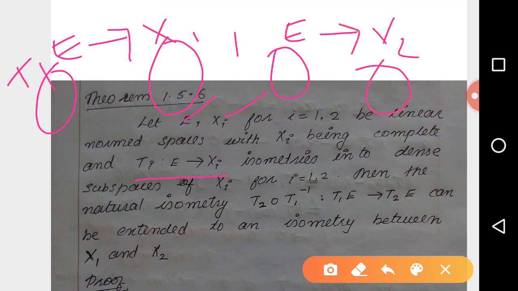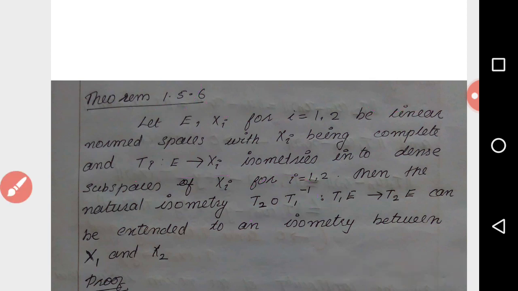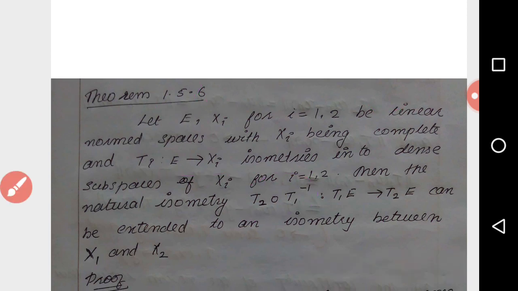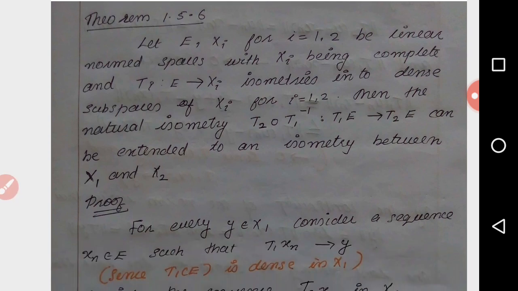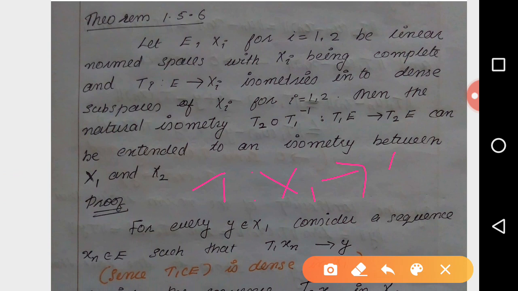So it is clear that T2 composite T1 inverse is a function from T1(E) to T2(E), and we have to show that it can be extended to an isometry between X1 and X2. That is, we have to prove that if there is a mapping T from X1 to X2, then for any element y in X1, the norm of y is equal to the norm of Ty. We have to show it like this.